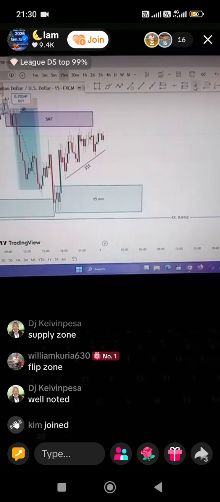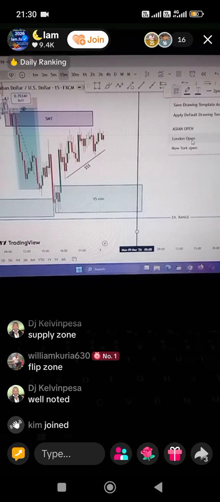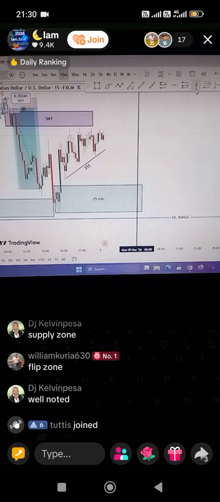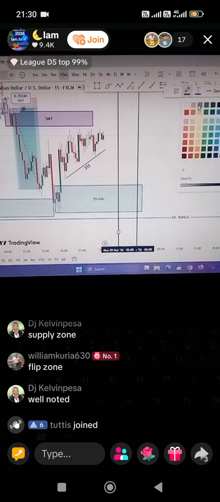Now what I need to do is wait for my key window. It's either I wait for 5 a.m. Kenyan time, that is the Tokyo session key window, or I wait for the Sydney session, which is around 2 a.m. Kenyan time when the market is opening. If the market opens and taps this zone and gives me the lower time frame confirmations, let me change the color of this thing.